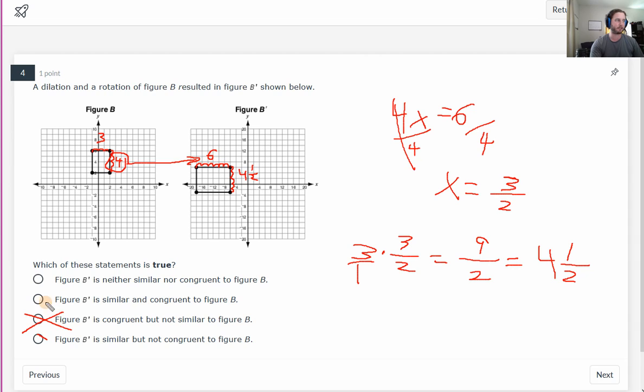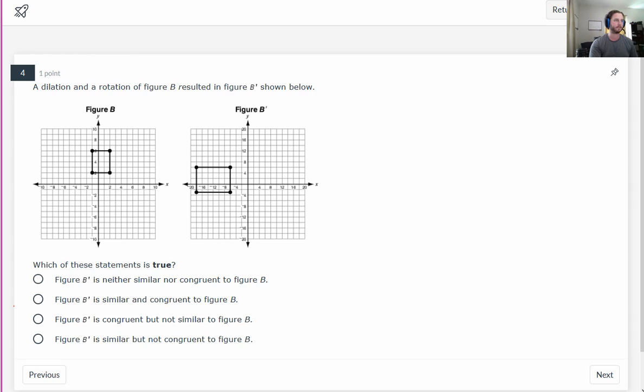This one says they are congruent, so we know it's not this. So it's either they're not similar or congruent, or they are similar but not congruent. Those are the 2 remaining answer choices. If you look, you can see the scale factor did work for all the sides, so it did shrink according to one common scale factor. That means they are similar. Not congruent because they're different sizes, but they're similar. They shrunk by the same amount for all sides. It just looks like they also rotated, which the question did tell us.